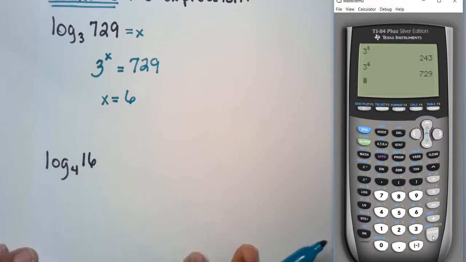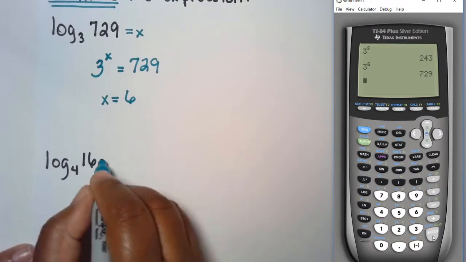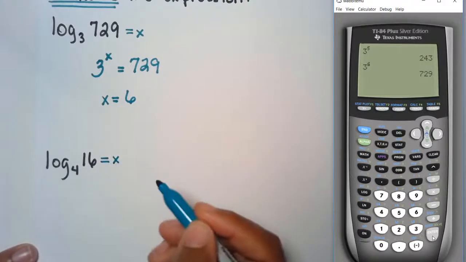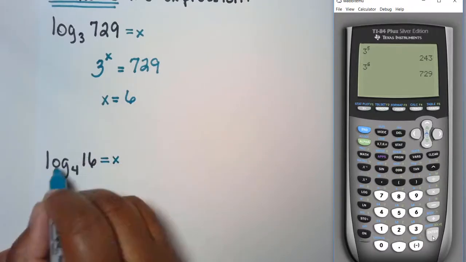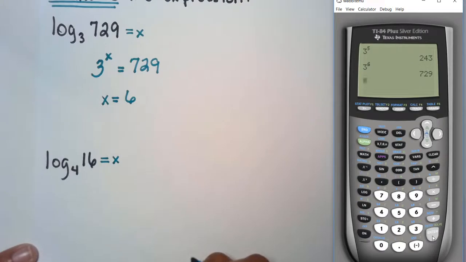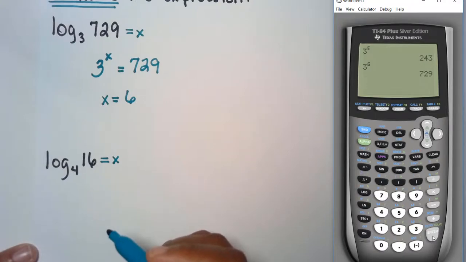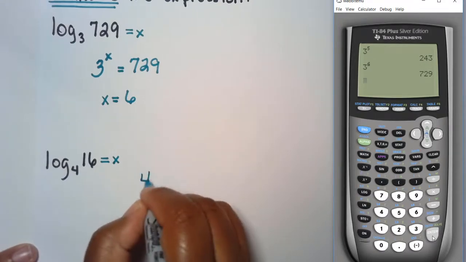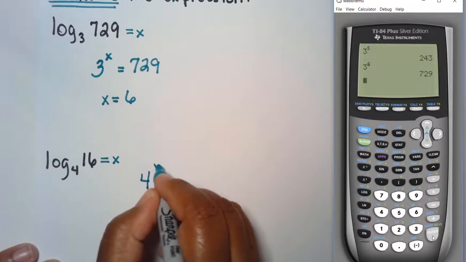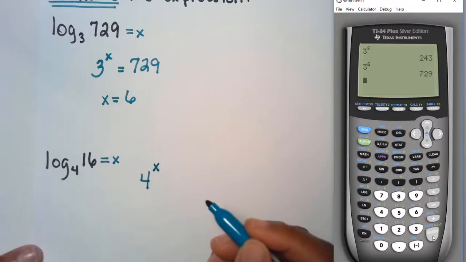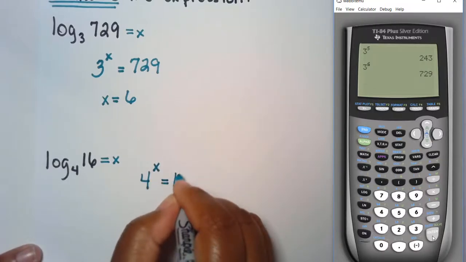Let's look at the next example. We have log base 4 of 16. We're going to set that equal to x. And then let's convert this logarithmic form into exponential form. So what is the base here? It is 4. So 4 raised to the x power equals 16.